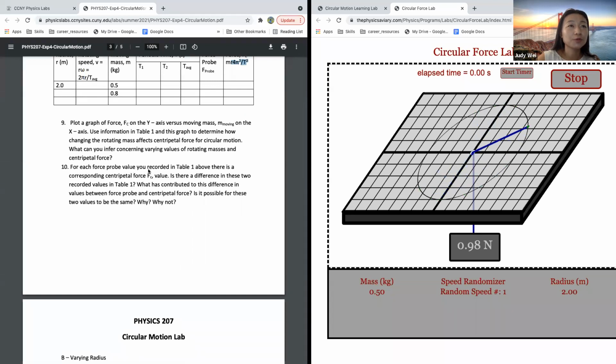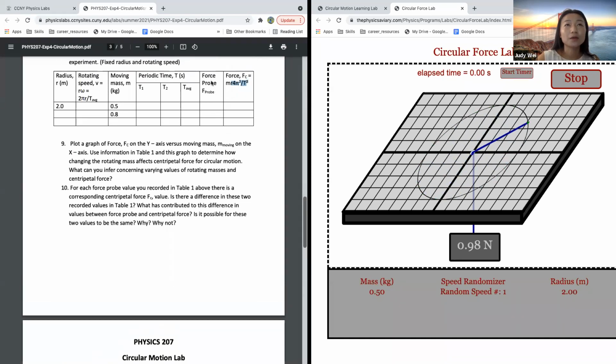For each force probe value recorded in table 1, there is a corresponding centripetal force Fc. Is there any difference in those two recorded data? So you can compare the force probe and the centripetal force. Compare the values and see if they are close, or if there is any difference or relationship between them. What has contributed to this difference in values between force probe and centripetal force? If we find any difference between those two forces, what contributes to this difference?